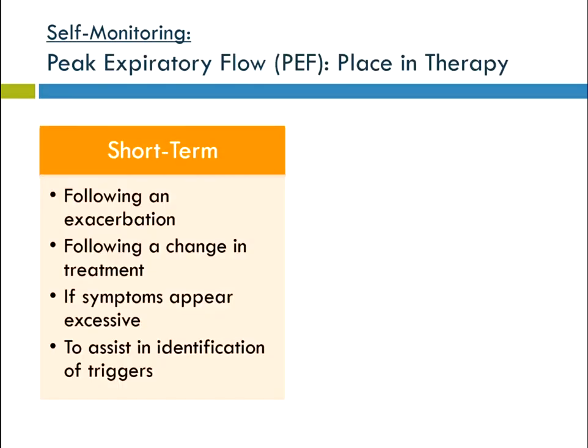Okay? So short term, when do we use it? Short term after an exacerbation to make sure, are they getting back to their green zone? After we change the treatment, same thing, are we maintaining the control we had before? If the symptoms seem to be excessive, or if we're trying to assist in the identification of triggers. So maybe they're like, no, I don't have allergy. Maybe they did it, and they do. We're going to find out.